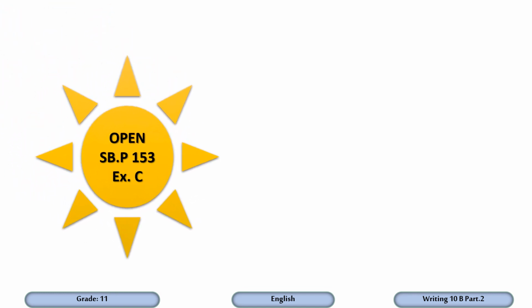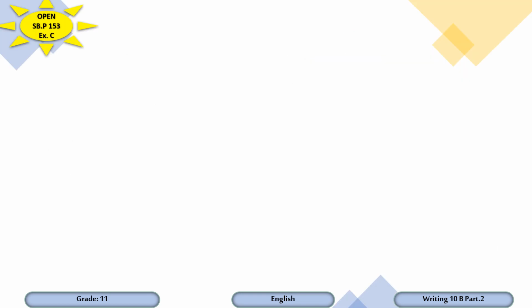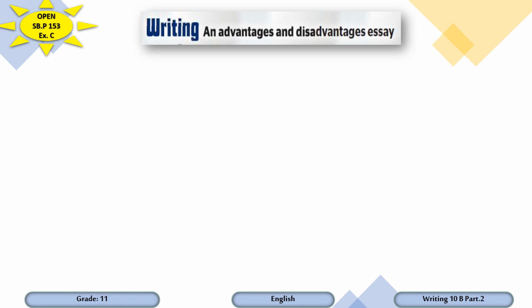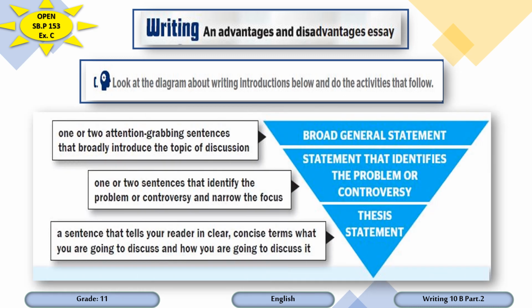Please open Students' Books, page 153, exercise C. Dear students, please make sure that you are opening your Students' Books on page 153, exercise C. As you know, our topic today is writing an advantages and disadvantages essay. Here we come to exercise C. In exercise C, what you simply need to do is look at the diagram about writing introductions and then to do the activities that follow.